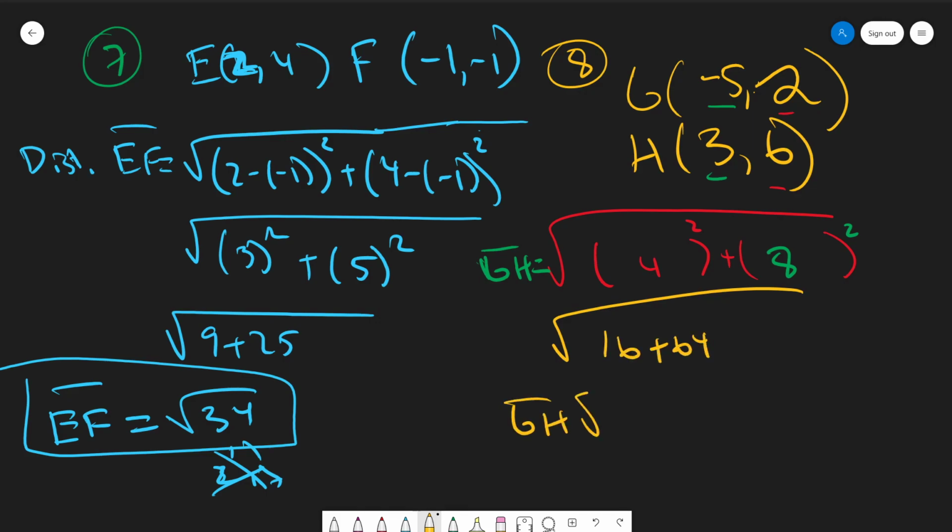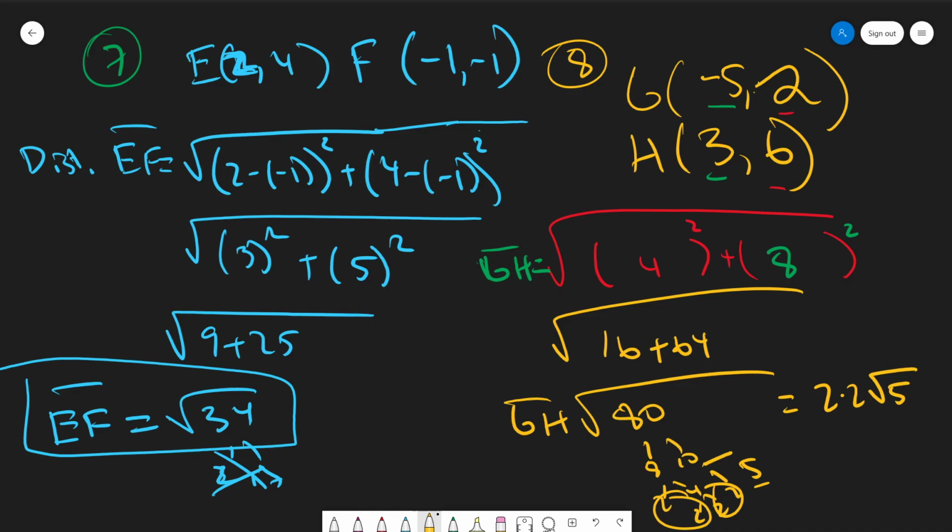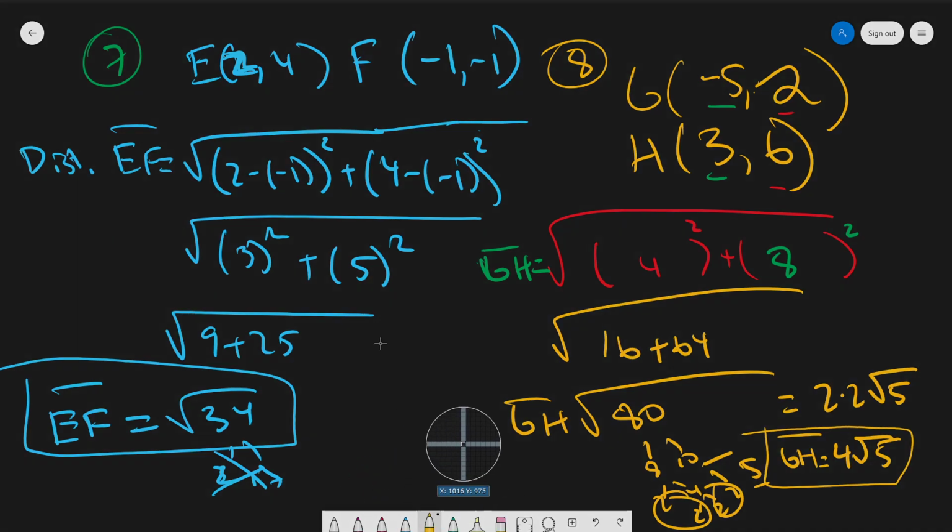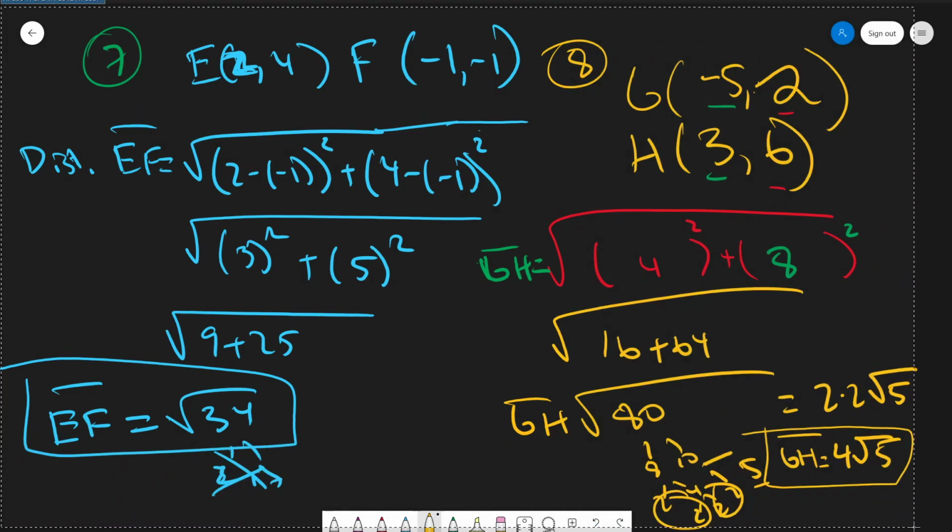And GH is going to be the square root of 80, which I can take apart, I think. 8, 10, 2, 4, 2, 2, 2, 5. So 1 pair of 2's, 2 pairs of 2's, 1 left over 5. So I got two 2's on the outside and one 5 on the inside. 4 square root of 5 is my distance GH. Great. Oh no. Let's just not write that horribly. Good. Alright, so that's 7 and 8. That probably had the most complicated root.